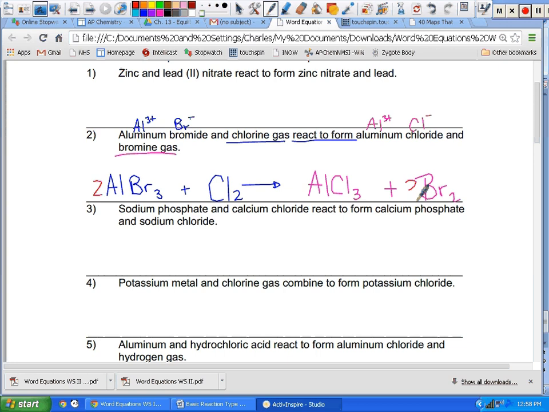All right. Now, that just altered my aluminums. I have 2 over here. How many do I need over here? 2. Did that just balance my chlorines? Nope. How many on the right? 6. And I need how many over here? I need a 3, right? Okay. That's balanced. All right. Krista, what type of reaction is this?